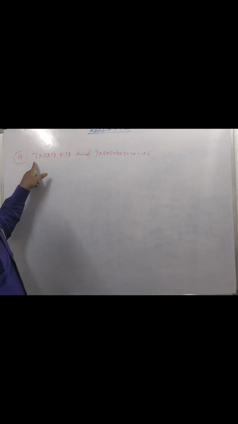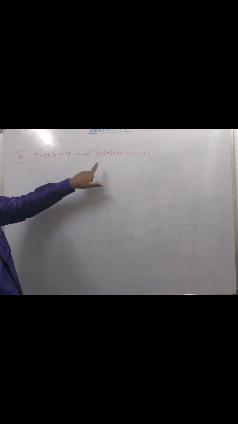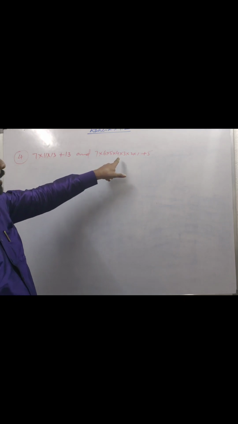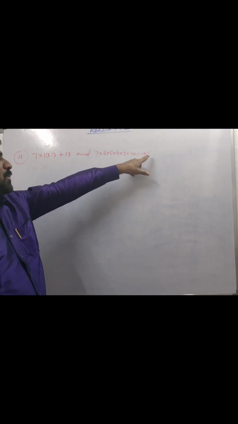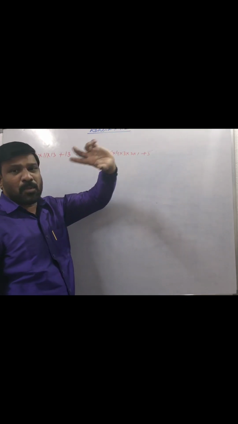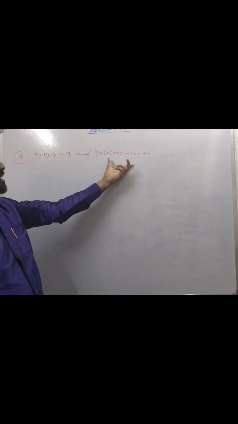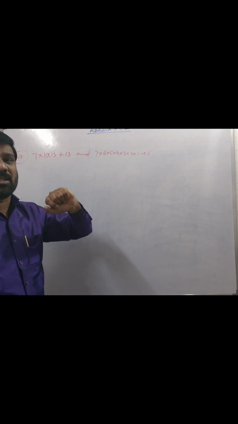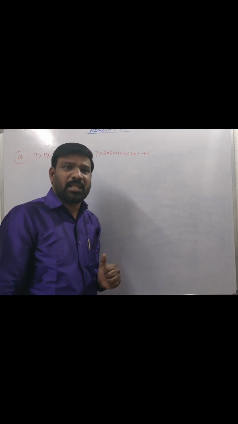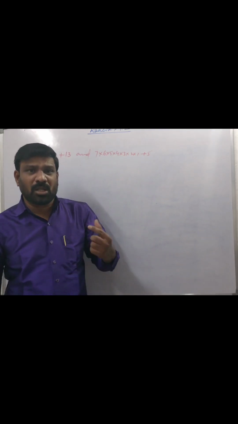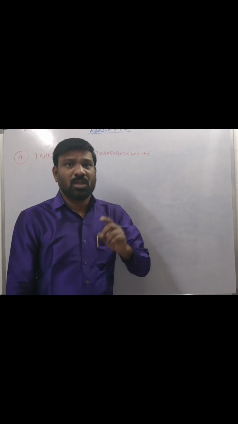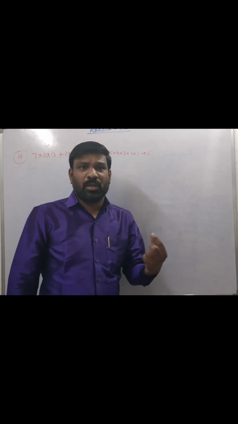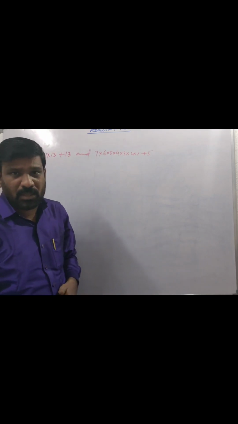Fourth problem. 7 into 11 into 13 plus 13, and 7 into 6 into 5 into 4 into 3 into 2 into 1 plus 5 are composite numbers. Why are these numbers composite numbers? What is meant by the composite number definition? Already in the number system video I have discussed the composite number and prime number definitions. Please go through that video if you have any doubt about composite numbers, right?